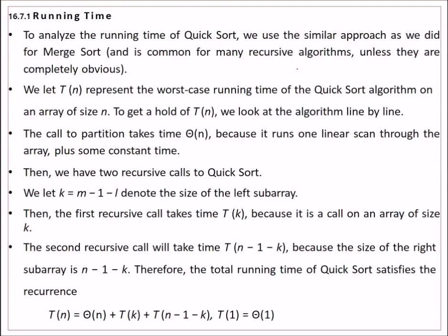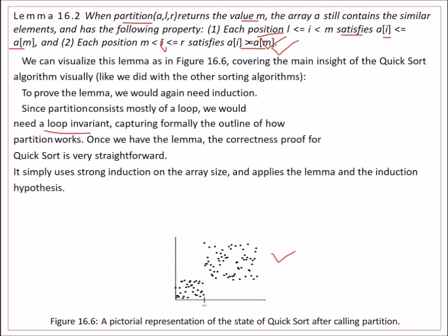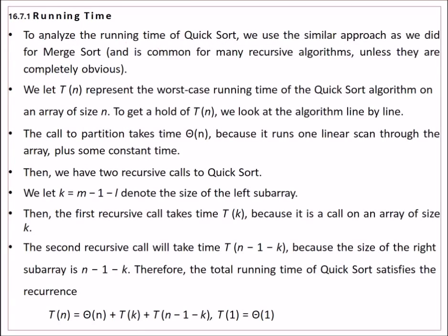So we are not going to cover that right now, because this is beyond the scope of this discussion, because we are actually interested in the running time. So to analyze the running time of Quicksort, we use a similar approach as we did with merge sort, because both are recursive algorithms. We say that this T(n) represents the worst case running time of the Quicksort algorithm for any size n, and we'll see the algorithm line by line.